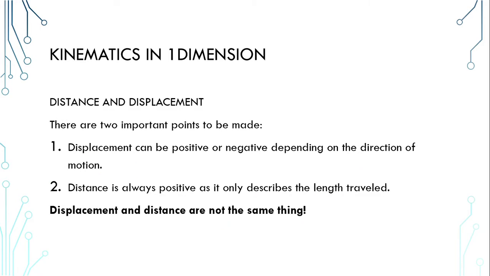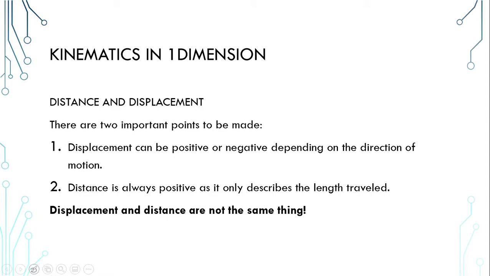There are two very important points to be made about distance and displacement. Displacement, being a vector, can be both positive or negative depending on the direction of motion and depending on the values of the initial and final position. Distance, however, is not a vector because it doesn't have a direction. Distance is only the length traveled to go from one place to another, and therefore it's always positive and can possibly be different than the displacement.